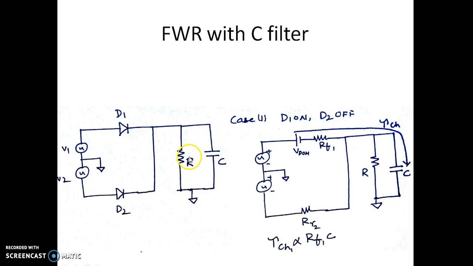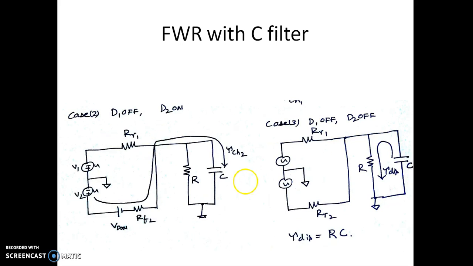So we know that this is a full wave rectifier with a capacitor filter. Let us consider case 1 when D1 is on and D2 is off. D1 on is represented by a voltage source and a forward resistance RF1, and D2 off is represented by the reverse resistance RR2. Since diode D1 is on, the capacitor C is charging through the diode D1, with the charging time constant tau charge as RF1 into C.